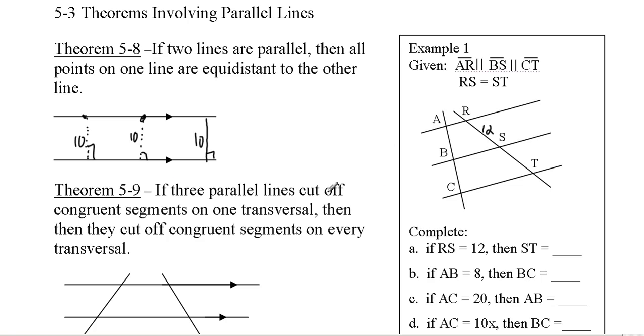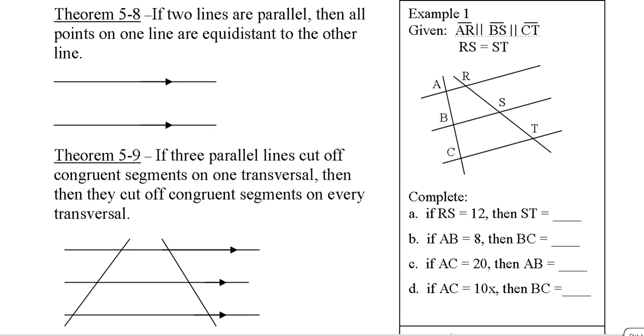If 3 parallel lines are cut off by congruent segments on one transversal, then they cut off congruent segments on every transversal. So what that means is this piece is congruent to this piece. Actually, let me slide this down a little bit so you can see it better. What that means is if this piece is congruent to this piece, then this piece is congruent to this piece. So if we have these cut off by congruent segments, then any transversal I draw across will be cut off at congruent segments here.